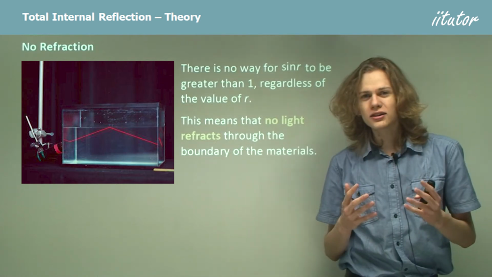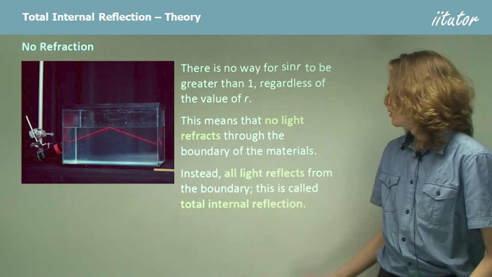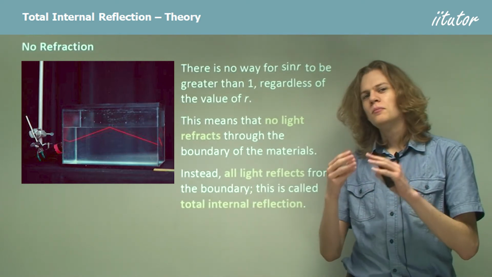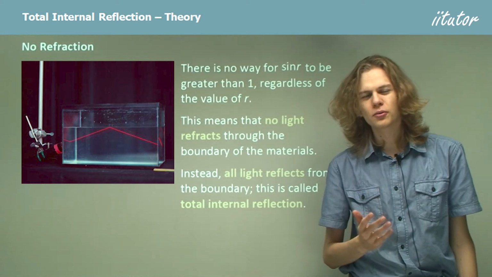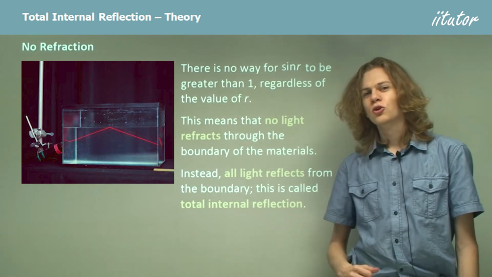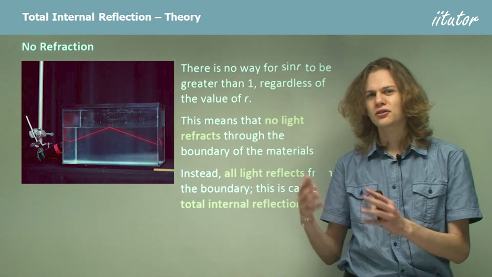Instead, all of the energy that would have been refracted instead goes into the reflection. So all the light of the incident beam becomes a reflected beam. There is no light whatsoever refracted from the surface. This is called total internal reflection because we have no refraction. There's no angle which has a sine greater than 1.